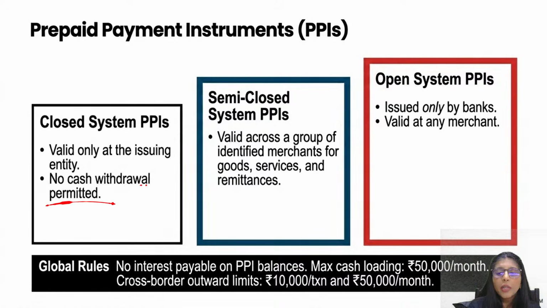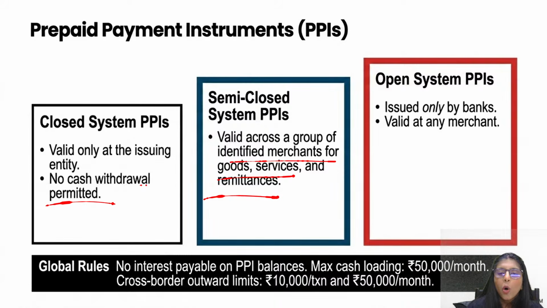Semi-closed system PPI. A semi-closed system PPI can be used at a group of identified merchants having an agreement with the issuer. So basically, it is valid across the group of identified merchants for goods and services and remittances. Cash withdrawal is not allowed in the semi-closed system also.